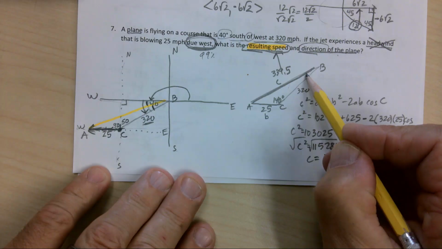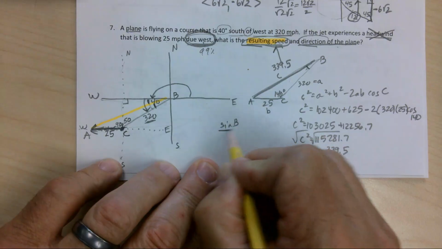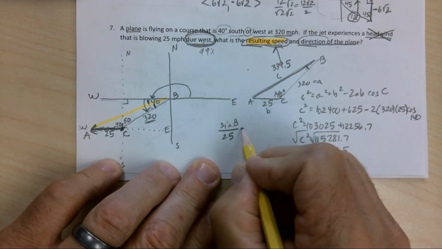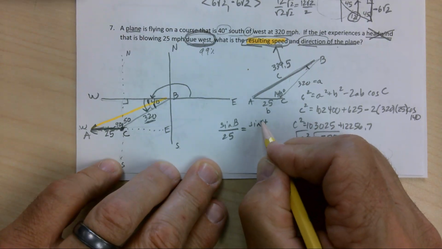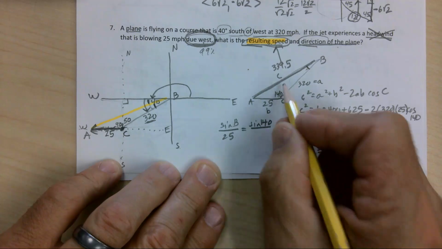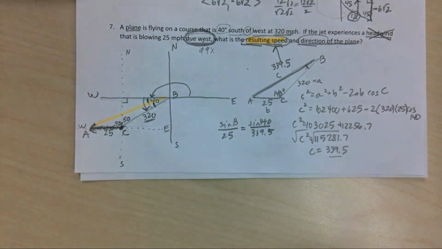Well, we could use the law of sines right now, because we're going to use sine of B over side B equals sine of angle C over side C, 339.5. And let me crunch some numbers and I'll be right back.